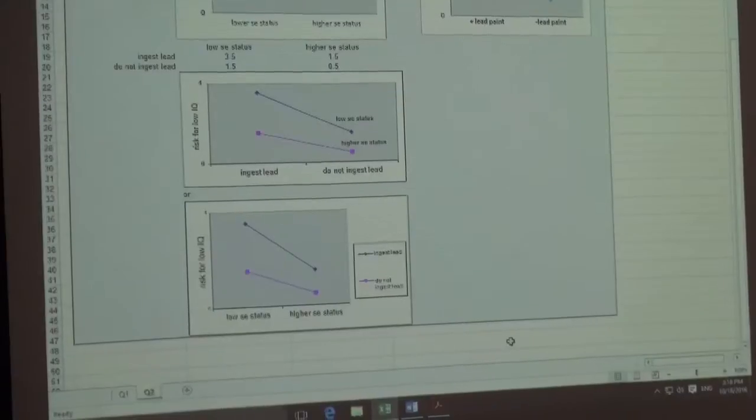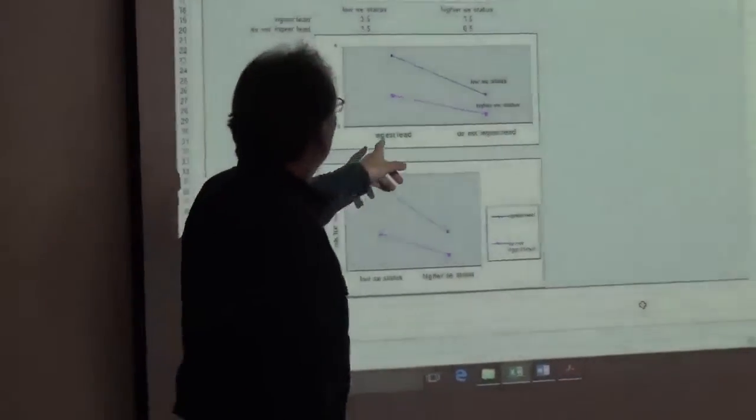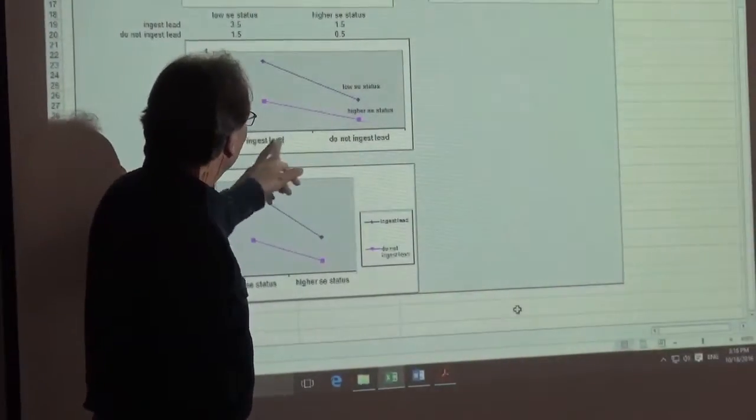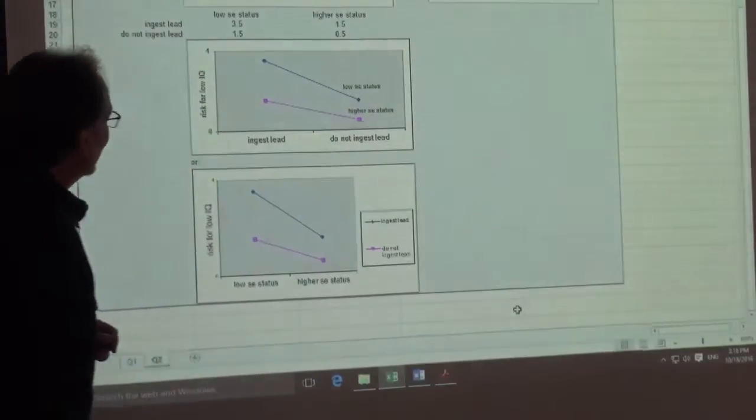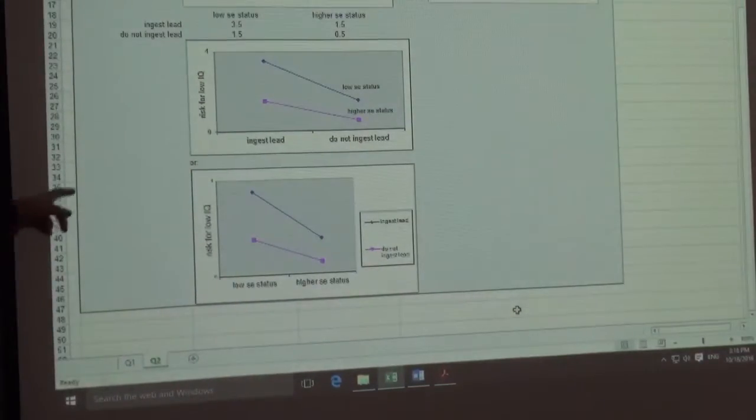The first one is to put lead paint ingestion qualitatively on the x-axis.